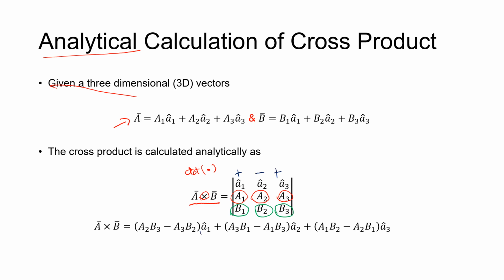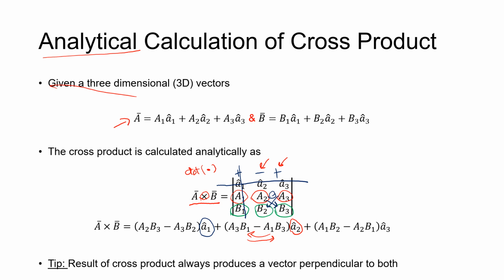Assume we want to calculate the component in the direction of i, so we cancel this column and row. We multiply like this, A2 B3, then again we multiply but with a minus sign, A3 B2. Likewise we can do it for the other directions, but just remember to take care of the sign, especially in the middle component, where you will find these two terms reversed due to the negative sign. Finally, one tip: the result of the cross product is always a vector which is perpendicular to both of the two vectors on which we operate.